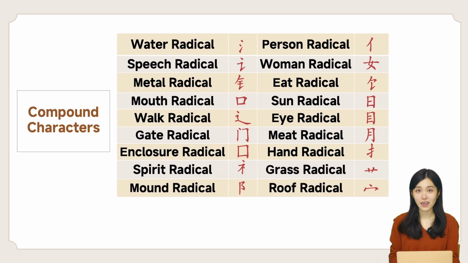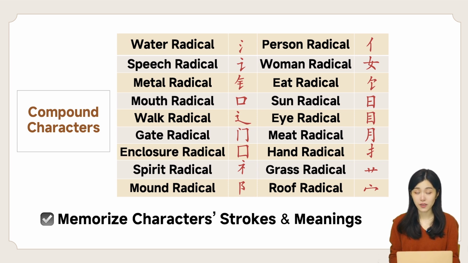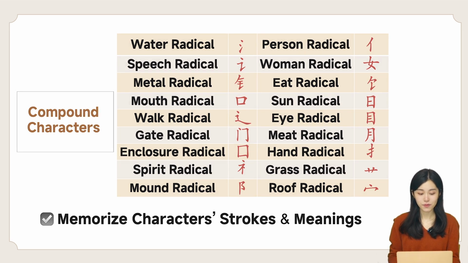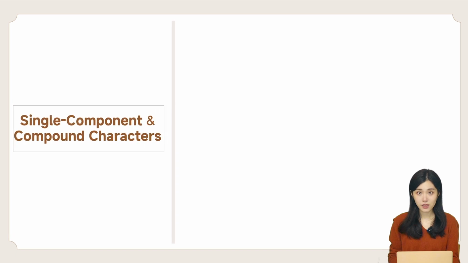So you see, there are many types of radicals. We'll learn them in future classes. With the knowledge of radicals, we can memorize compound character strokes and meanings faster. In this course, I'll focus on teaching you different kinds of radicals. Now, for both single component and compound characters, there are some different ways to memorize them. For example, memorize them by shapes.